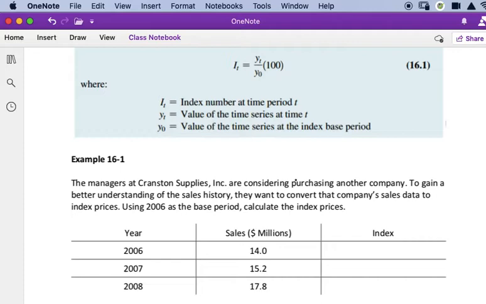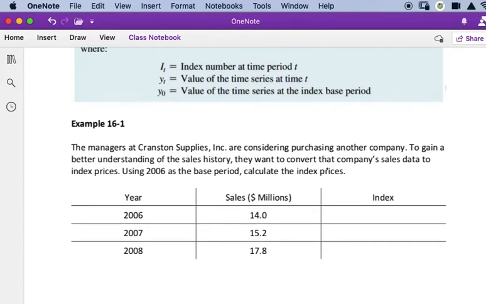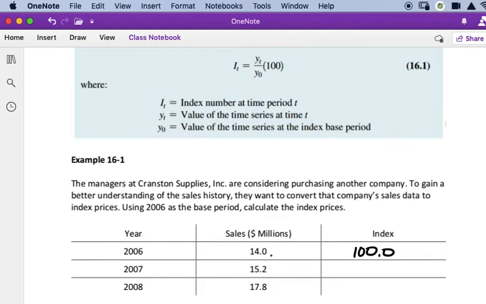So looking at example 16.1, we have managers who are considering purchasing another company, and to gain a better understanding of the sales history, they want to convert that company's sales data to index prices. Using 2006 as the base period, calculate the index prices. So we're going to use 2006 as our base period, which means we're going to set it equal to 100. A lot of times it'll be your first value that you want to set equal to your base period, but not necessarily always.